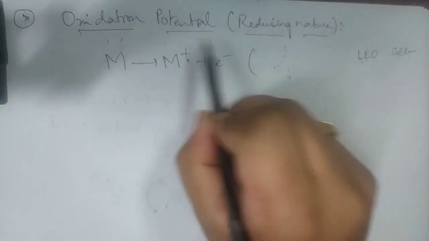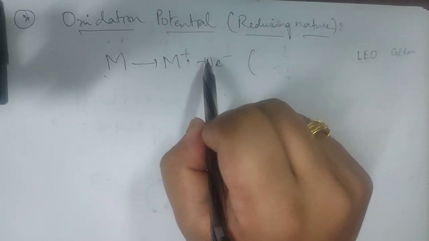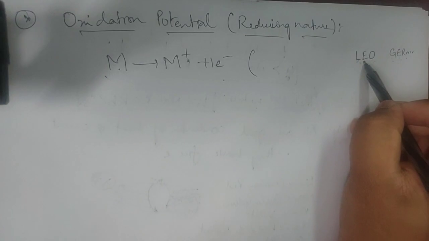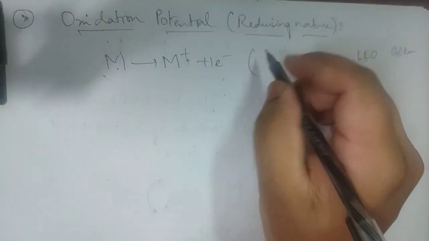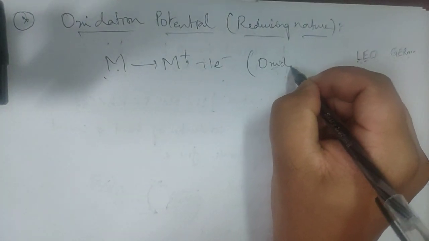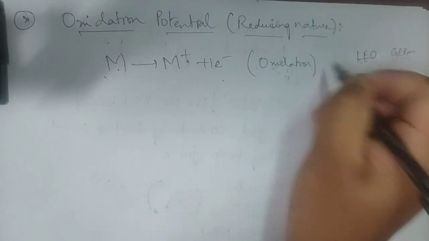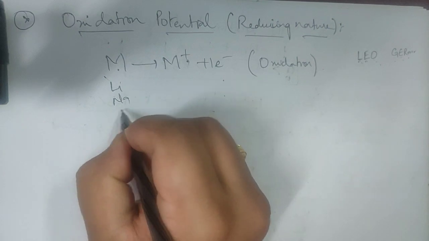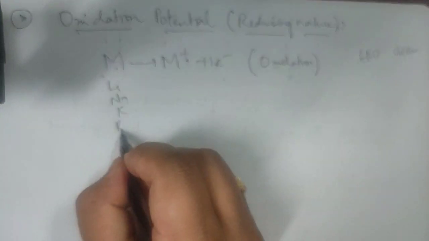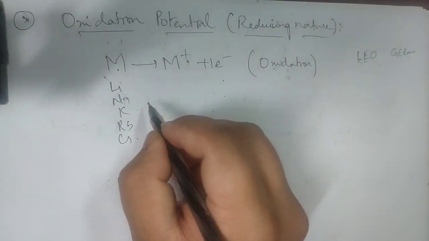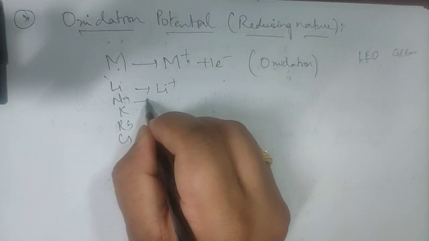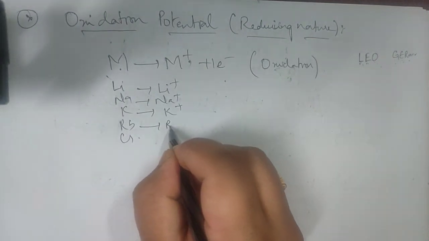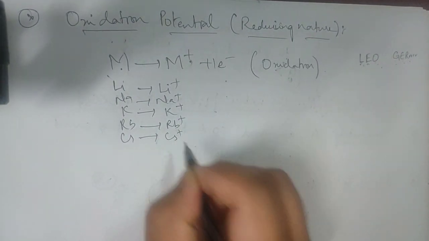So can I call this process oxidation or reduction? Metal is losing one electron, and loss of electrons is oxidation. So this process I can write as oxidation. And all these metals, lithium, sodium, potassium, rubidium and cesium, all of them become Li plus, Na plus, K plus, Rb plus, Cs plus.